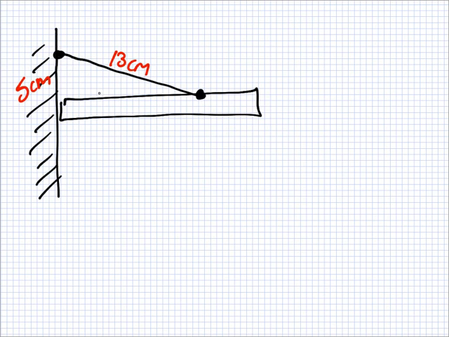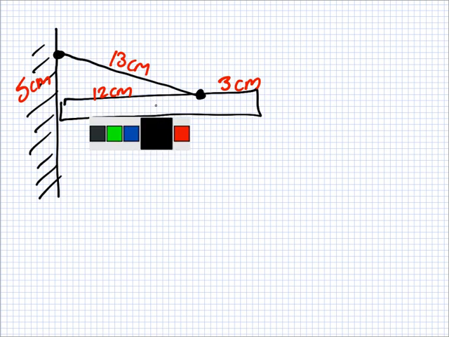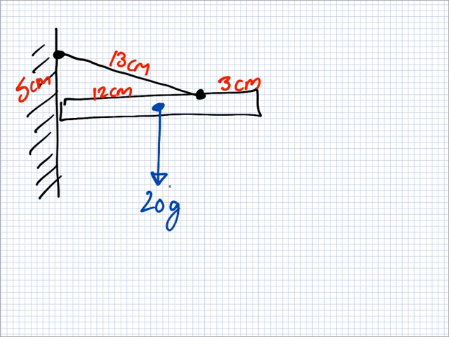So how big is this side? This one here is 12 centimetres. But this beam is 15 centimetres long. So how much must this be? This must be 3 centimetres. And it's 20 kilograms. So here in the middle, there's 20G. Now this is broken up into 7.5 centimetres and 7.5 centimetres. That 12 is from here to there, and that 3 is from there to there.